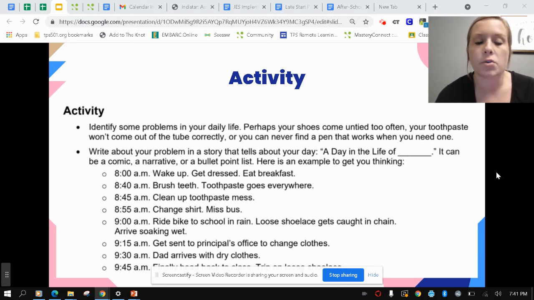Write about your problem in a story that tells about your day, a day in the life of you. It can become a comic, a narrative, or a bulleted point list. Here's an example to get you thinking.